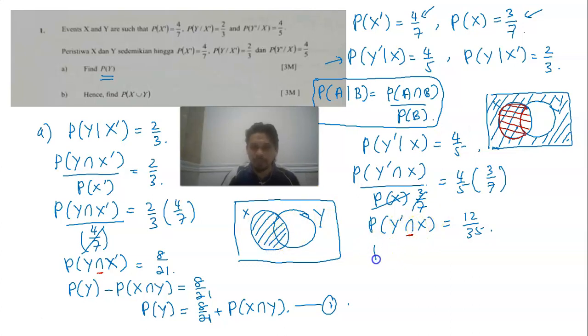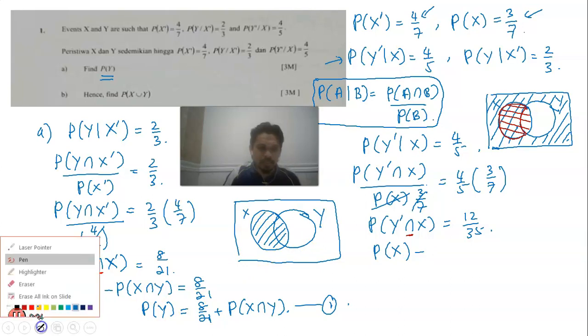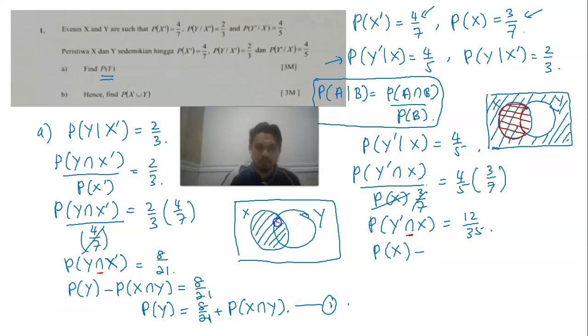Okay, this area only, which is all the probabilities of x. This one we also define as probability of all x minus the element of x intersect y, minus probability of x intersect y. So the whole x minus the intersection area, then we'll get this part here. So we can change this term, probability of y complement intersect with an x, into probability of x minus probability of x intersect y, equal to 12 over 35.